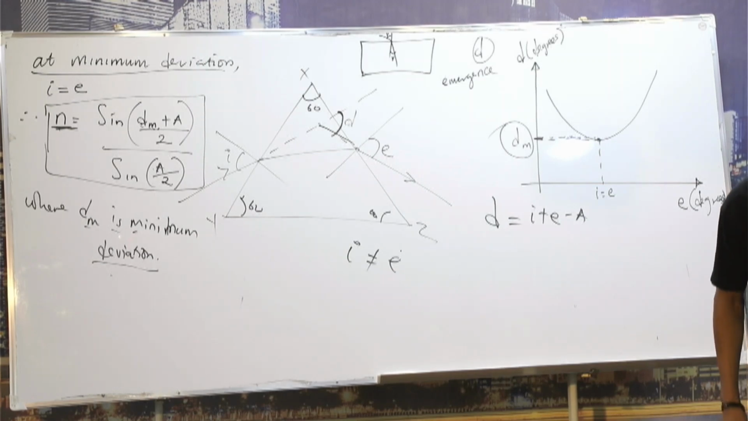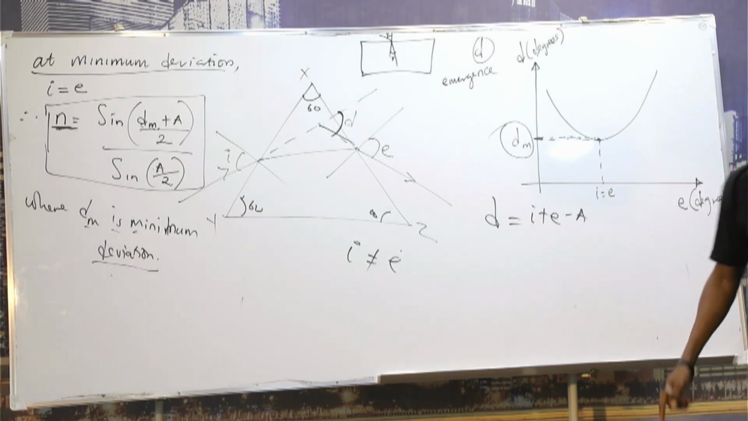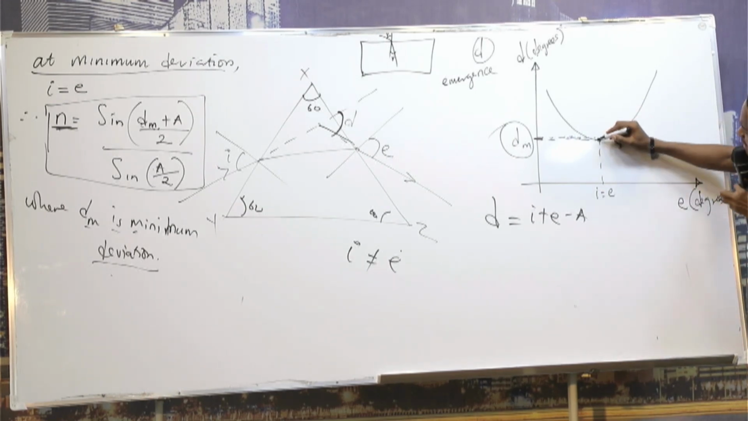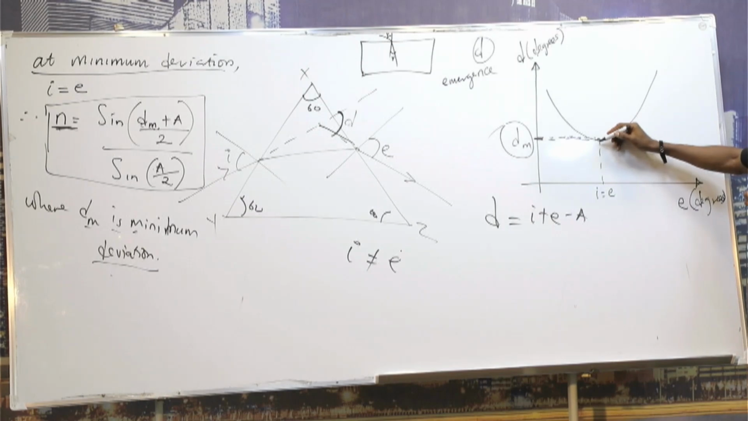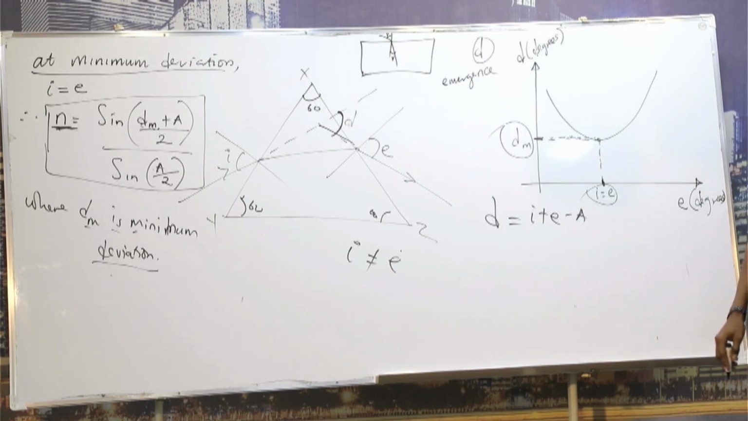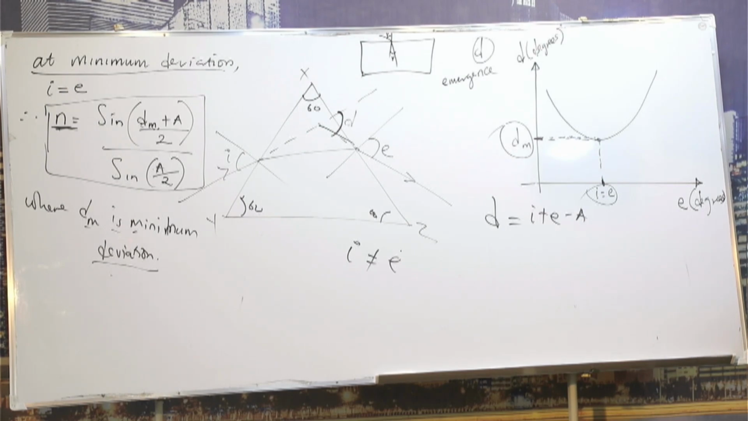Another question that JAMB can ask you from here is, what is the angle of incidence that will produce the minimum deviation? Or what angle of incidence or emergence will produce the angle of minimum deviation? For you to get that, instead of going to the vertical axis, you come down to the horizontal axis. Any number that is here is the angle of incidence that will produce that angle of minimum deviation. I'm going to show you an illustration now.